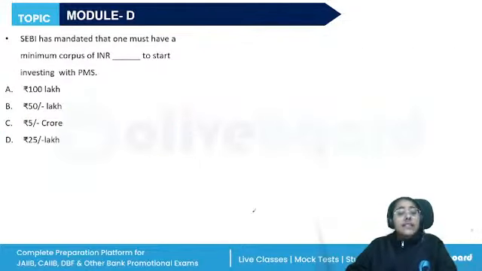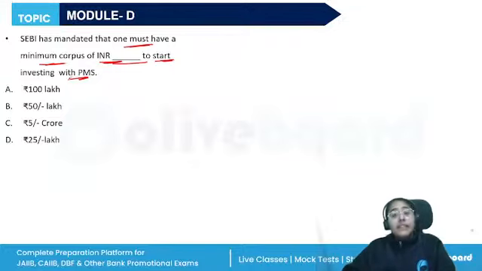Next, SEBI has mandated that one must have a minimum corpus of Indian rupees dash to start investing with the portfolio management services. Like we said, portfolio management services is fee based and only the affluent class can participate. Also, they should have a minimum capital holding corpus, then only they can give their portfolio to the managers. So what is this minimum corpus? Whether it is rupees 100 lakh, rupees 50 lakh, rupees 5 crore, or rupees 25 lakhs. Which of the following is correct?